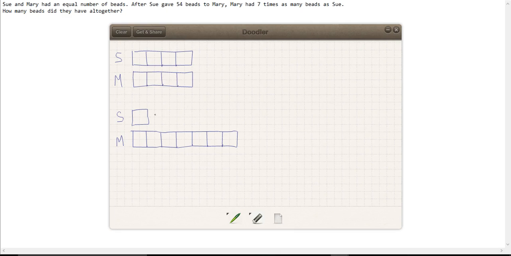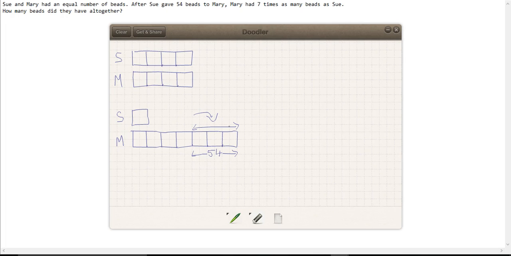How did we get to the afterwards? Well, Sue gave 54 beads to Mary. Okay, so whatever she gave to Mary, she had this much and she gave this to Mary. Okay, here, this portion here. This is what she gave to Mary. And we know that the value of this is 54, okay? The value of these 3 equal size parts is 54.